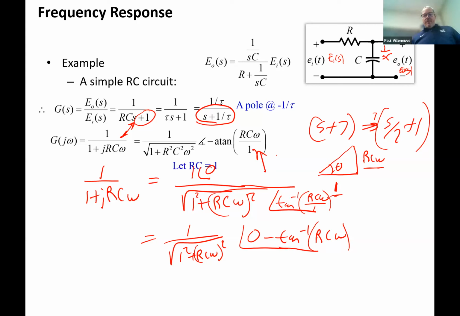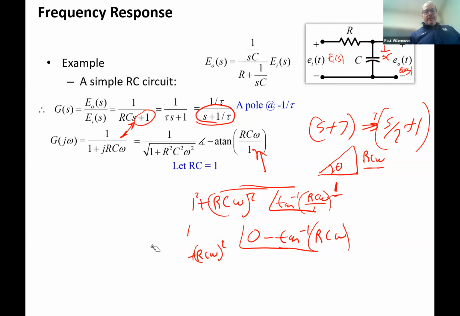Now I'm going to have to erase some stuff, but that's okay. So let's let our value of R times C equal 1. Let me erase a little bit of stuff because I'm really going to trip on myself.